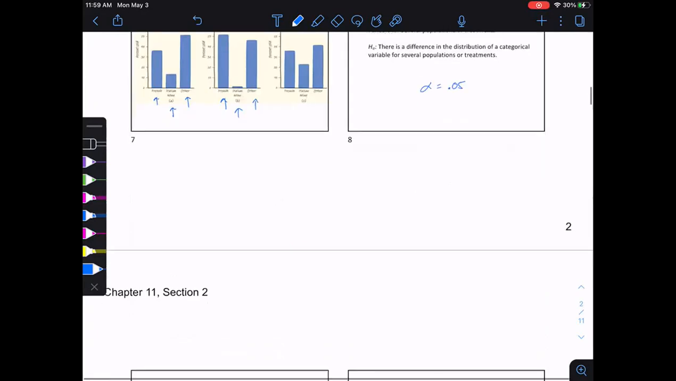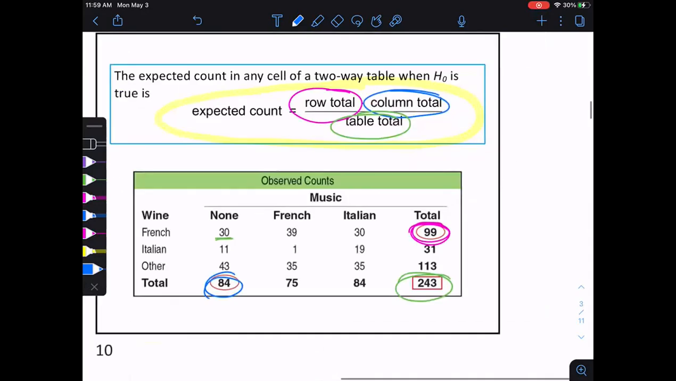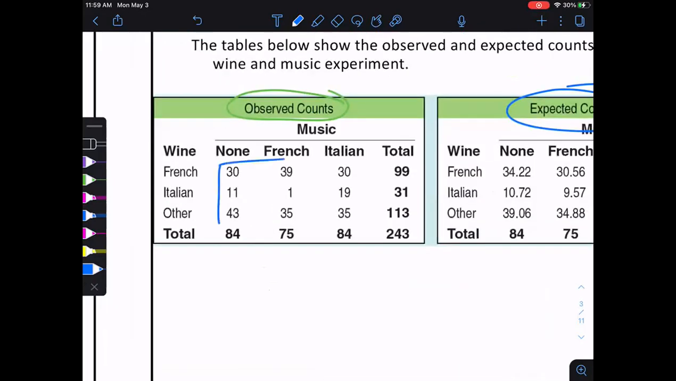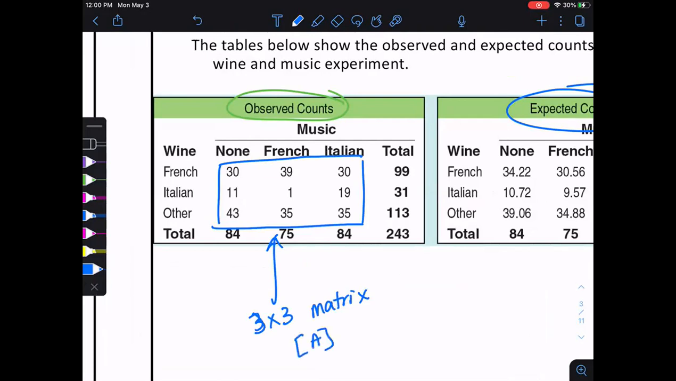Here's how we find the expected counts by hand, which you're never going to have to do. Remember, expected count is your row total times your column total divided by your table total. But I will never expect you to do this by hand. This will always be done in your calculator. What you need to do is put your observed counts into your calculator. This would be a 3x3 matrix, your matrix A. We want your observed counts in matrix A.